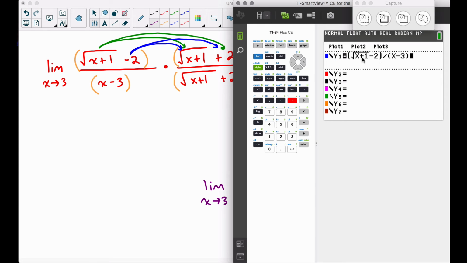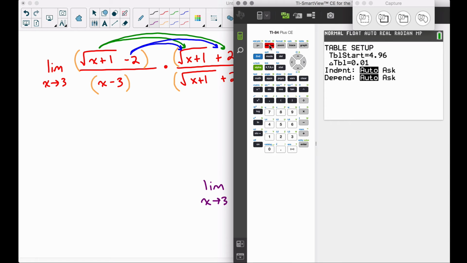So here is that function typed in Y1. I'm not applying the conjugate here. I'm just going to graph this function, watching my parentheses, making sure everything is typed in correctly. And let's just go to our table setup. We could go to the graph here, but I'm going to go straight to my table. Since I'm approaching 3, I'm going to let my table start at 3. I'm going to leave my increment, my delta table, at 0.01, and let's jump straight over to our table.